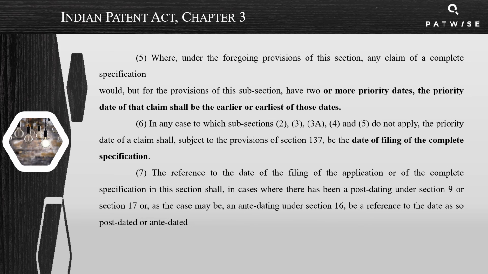Further, in cases of two or more priority dates, the priority date of each claim shall be the earlier or earliest of those dates, which means if there are two priority dates, the earliest of the priority dates shall be the priority date of the claim of the complete specification. Now, in a scenario where none of the previous scenarios apply, then the date of filing of the complete specification shall be the date of priority.